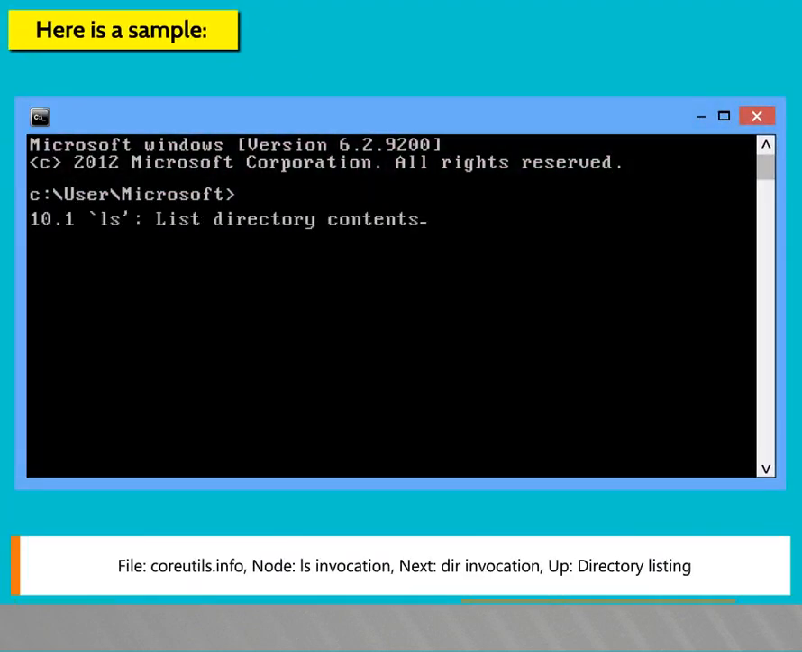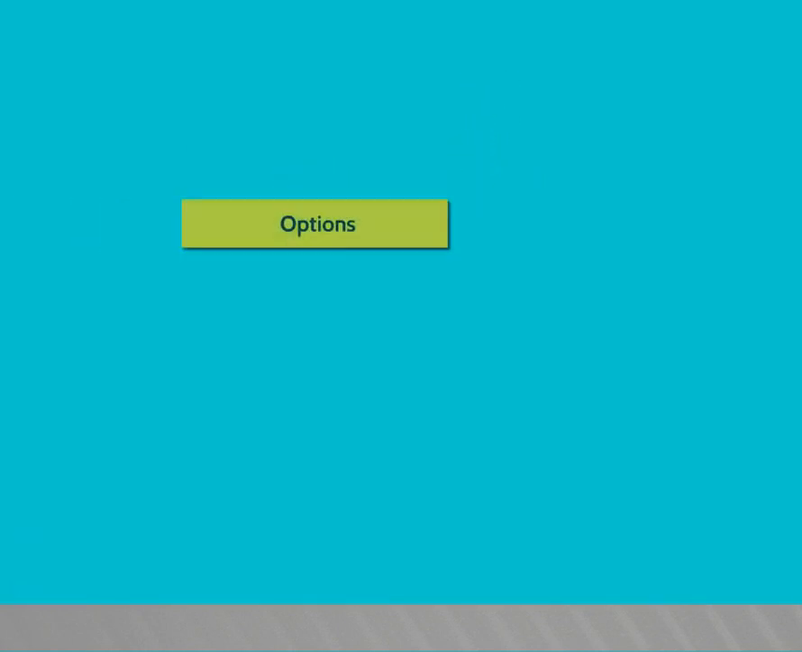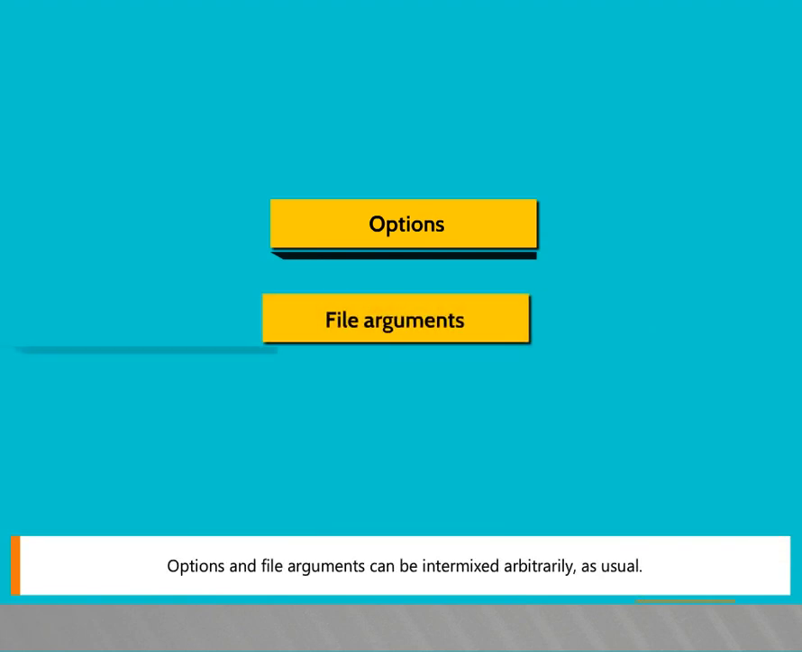File: coreutils.info, Node: ls invocation, Next: dir invocation, Up: Directory listing. The ls program lists information about files, that is, of any type including directories. Options and file arguments can be intermixed arbitrarily, as usual.